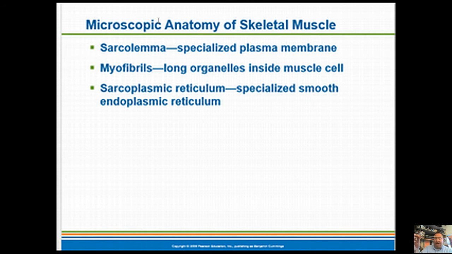One of the unique organelles associated with the skeletal muscle is called the sarcoplasmic reticulum. It's just like a smooth endoplasmic reticulum that you learned about in biology, but it has the ability to hold on to calcium. And calcium is a really important thing that's needed in order for a muscle to actually contract itself.